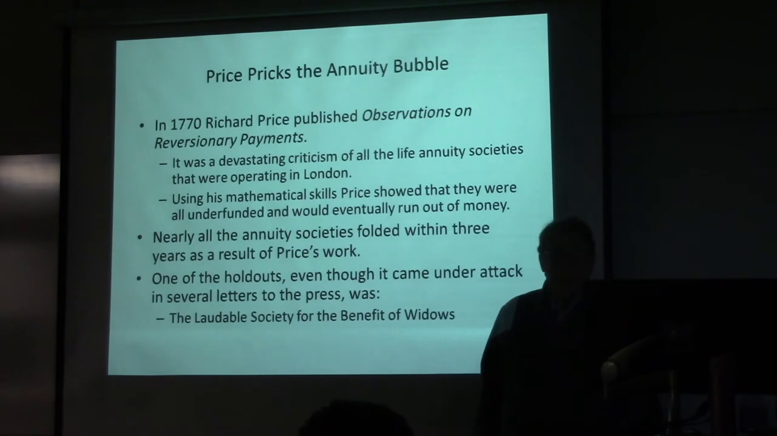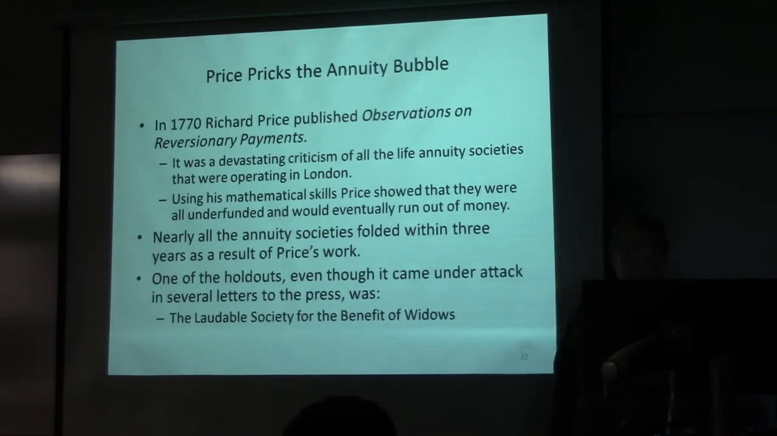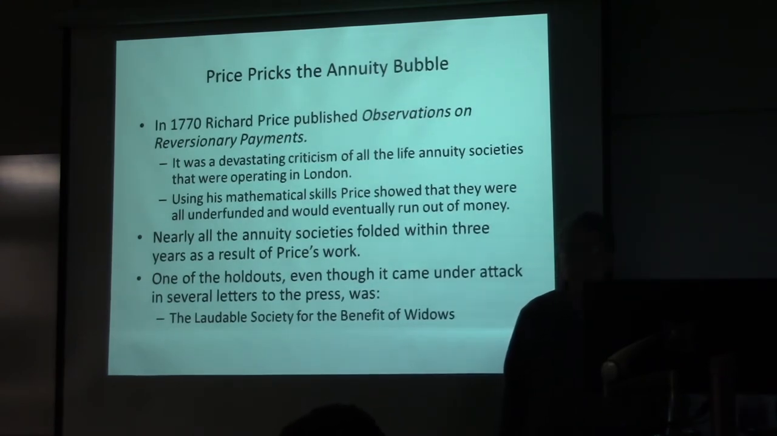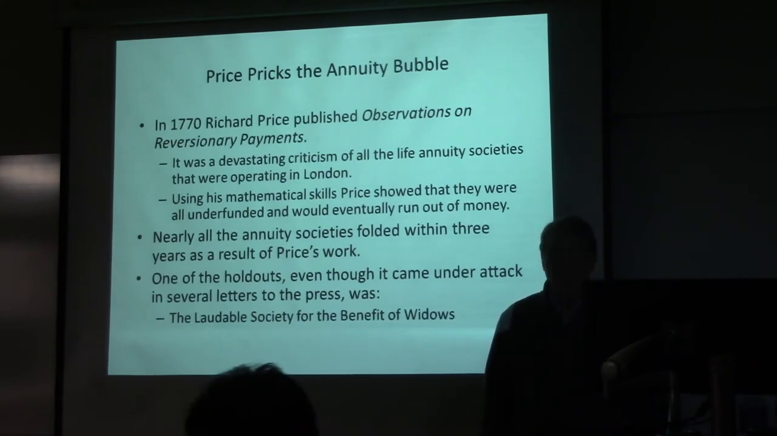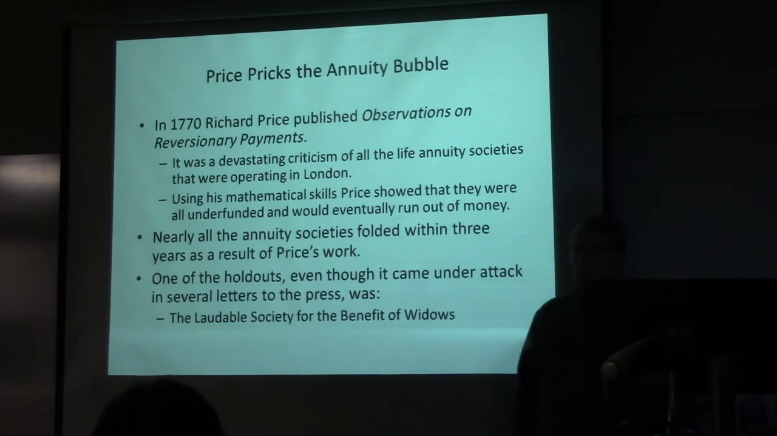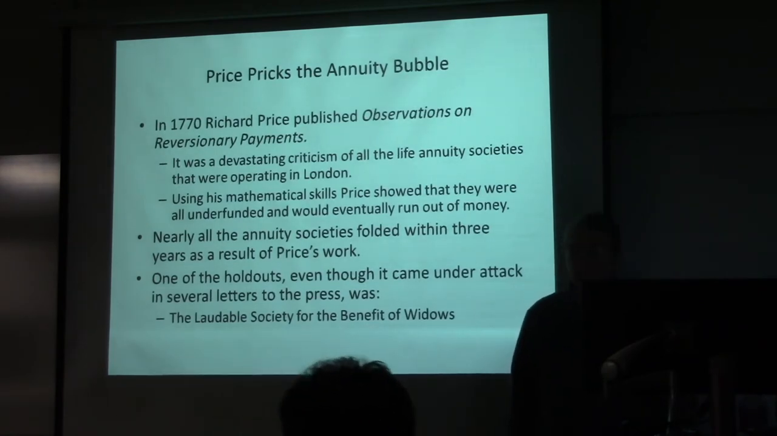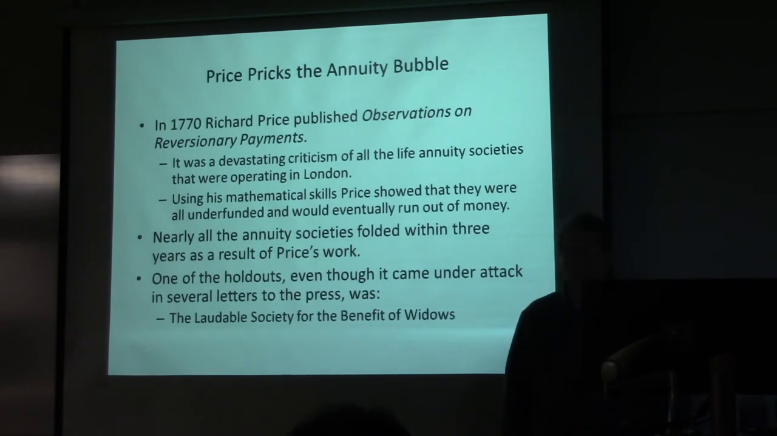So along comes Price, who pricks this annuity bubble. He made a devastating criticism of these life annuity societies. He showed that they were all grossly underfunded and would soon run out of money. And so as a result of that publication, all but three of these annuity societies, almost all of them, folded within 3 years of the publication of the book. One of the holdouts was the first one, the Laudable Society for the Benefit of Widows.